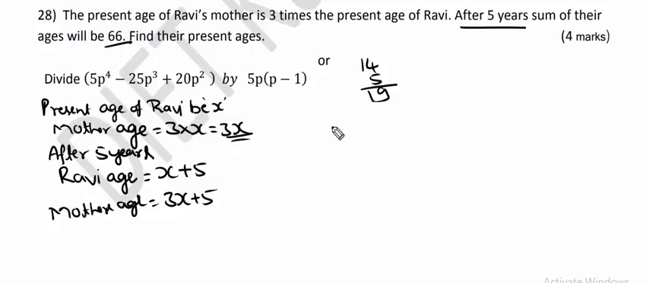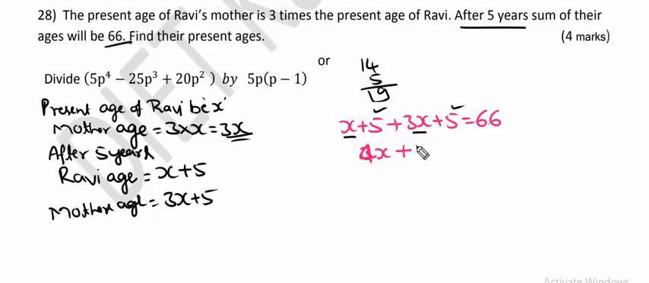Now we add these and get 66. So Ravi's age x plus 5 plus the mother's age 3x plus 5, by adding this we get 66, as given. Adding like terms, x plus 3x is 4x, and 5 plus 5 is 10. So 4x plus 10 is equal to 66. Transfer this 10 to the right hand side: 4x is equal to 66 minus 10, that becomes 56.